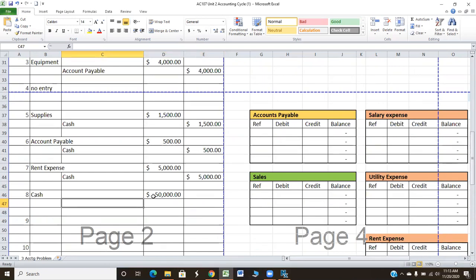Now there's different terms for revenue. You look at this assignment, it has sales. You could just put sales. You could put sales revenue. You could put fees earned. That's another term for revenue. You put whatever you want to really specify it's a revenue. I just go with sales revenue to be more specific. All right, so now we're going to credit $50,000.